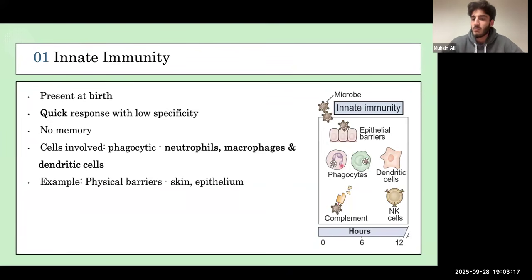So like we said, epithelial barriers, your phagocytes, which are your neutrophils, your macrophages, and your dendritic cells, and then your complement. Now, Dr. Abdul Jabbar didn't really go into the details of your complement, but all you should know about this is that it's a cascade of reactions similar to the ones in your coagulation cascade, where it's proteins that are eventually going to lead to the death of the microbe. So that's all you need to know. And over here in the timeline, you can see that your innate immunity sets in between 0 to 12 hours of the microbe infecting the body.